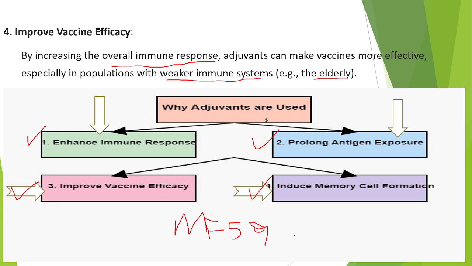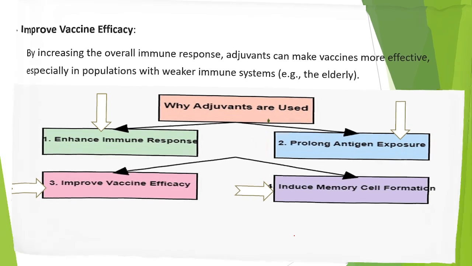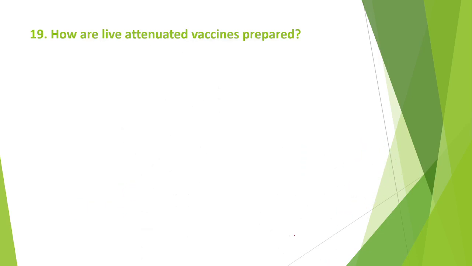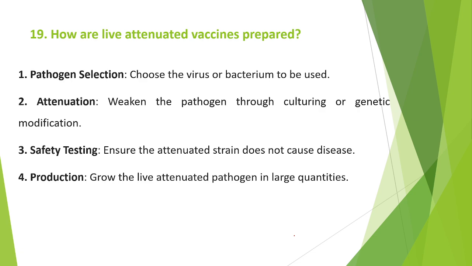So it's an oil-based adjuvant in some influenza vaccines, which is MF59. So this brings us to question 19: how do live attenuated vaccines, or how are they prepared? At first, live attenuated vaccines are made by weakening the pathogen so it cannot cause disease, but it still triggers the immune system.